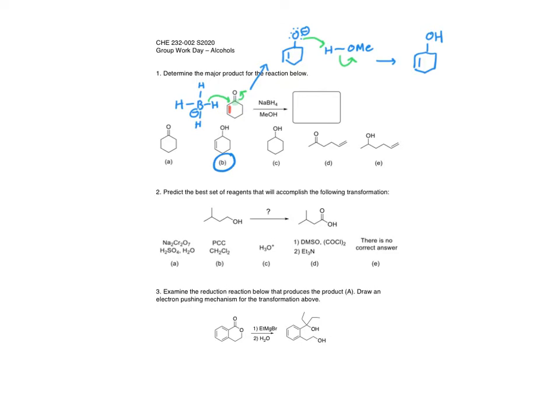Number 2, predict the best set of reagents that will accomplish the following transformation. We're going from an alcohol to a carboxylic acid. Now this is a matter of memory, looking at your oxidizing agents and remembering which ones will stop at an aldehyde and which ones will go to a ketone. Answer B goes to the aldehyde. And the oxidizing agent we want here is sodium dichromate. And also number D goes to the aldehyde.